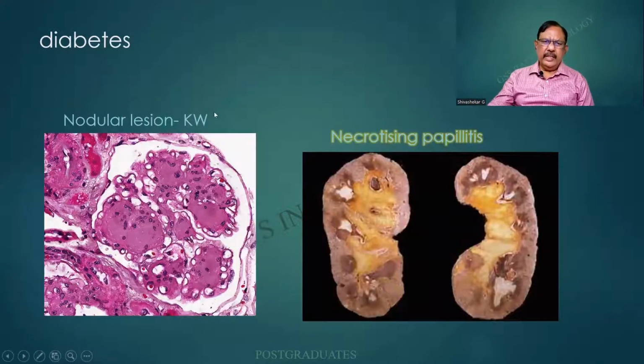Again, nodular lesion, the classical Kimmelstiel-Wilson lesion. I find multiple nodules over there. They may be involving a good number of the glomeruli, but need not necessarily be so in all the glomeruli.